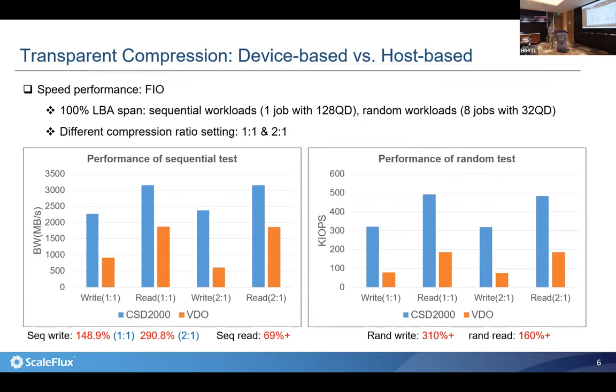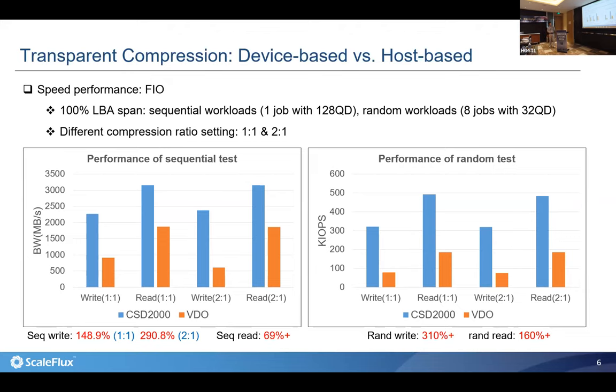So to compare the performance, we use FIO as the test vehicle, and we use 100% LBA space, and we use four typical cases to evaluate performance, including sequential read, sequential write, random read and random write. We also choose two different compression ratios, 1:1 and 2:1. 1:1 means the data is incompressible. The 2:1 means the 4K byte data block can be compressed into a 2 kilobyte data block.